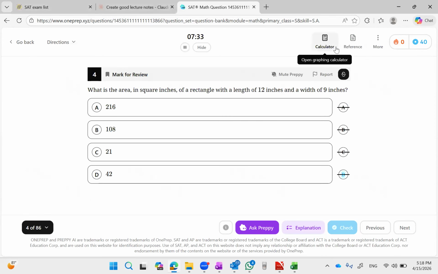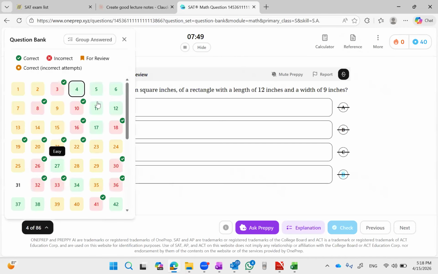I have the calculator, which is Desmos, and then I have a reference sheet. Most of the students go to the SAT exam and they don't know that they have a reference sheet there. And it's very important before you go to the SAT test to know what you have and what you don't have. So let's go back to our questions.